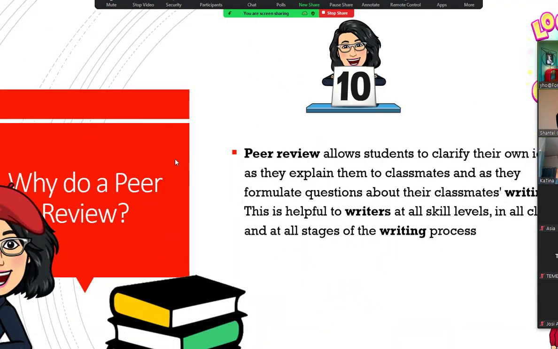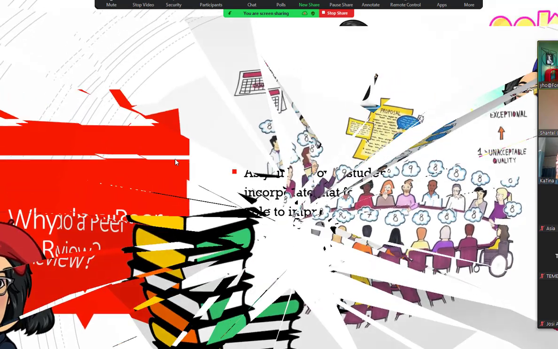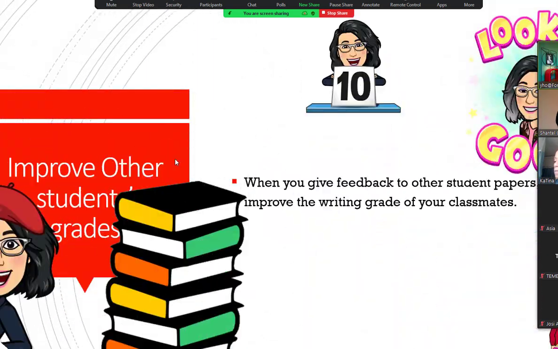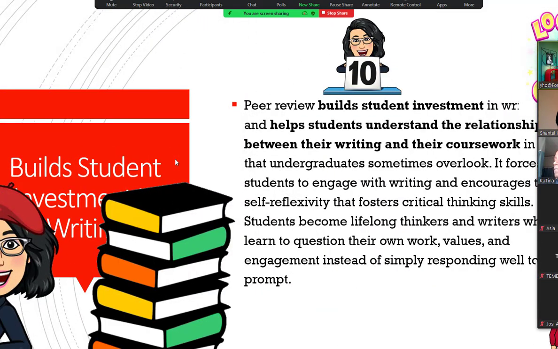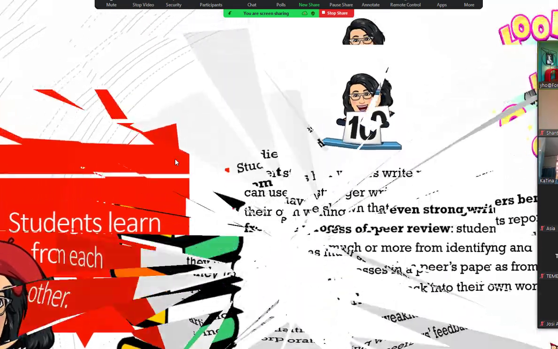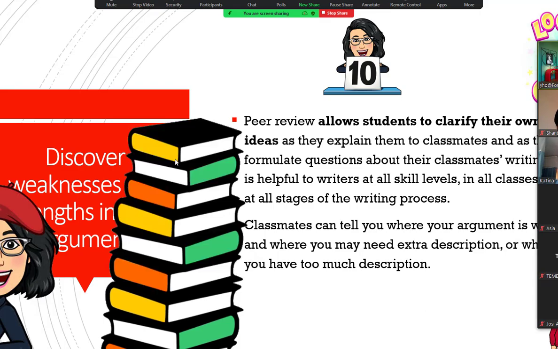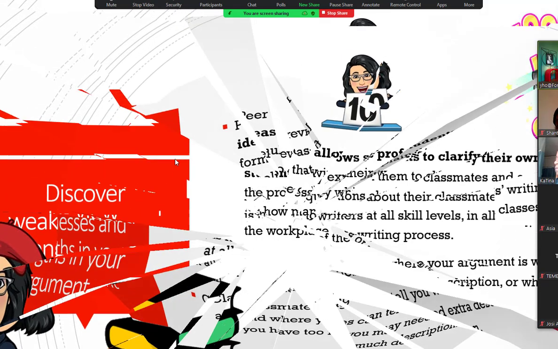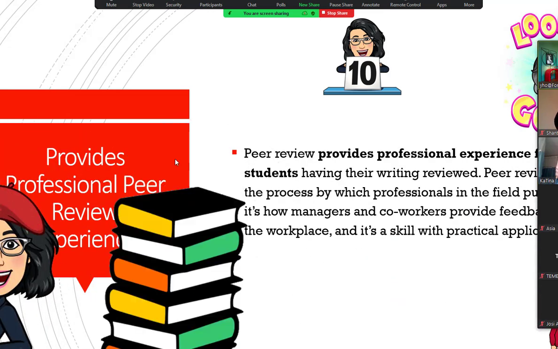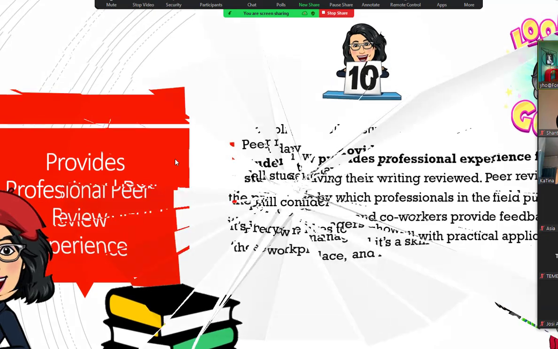No. So the benefits of peer review is that it builds teamwork, and it helps you learn the writing process, and it helps you come together as a class, as a community, and it improves your writing grade and improves other students' writing grade, and it builds student investment in the writing process, and it enforces your knowledge of writing, and it enforces teamwork. I think I did that already. And everybody learns. Stronger writers help the weaker writers. And then in the end, the peers learn from each other. And you discover the weaknesses and the strengths in your argument. In other words, people will tell you you need to put more into your body paragraph 2, or your thesis statement doesn't make sense. And it's good professional experience for students.